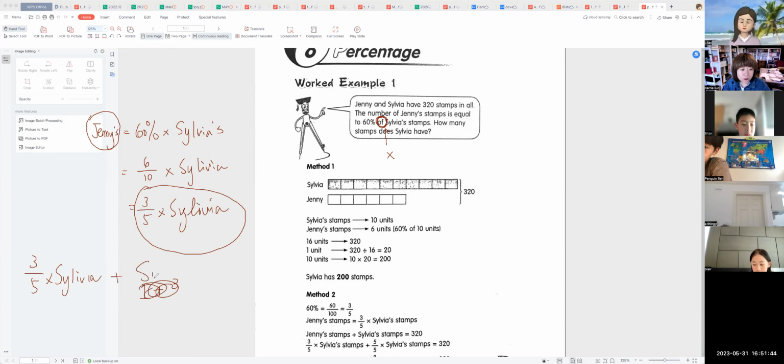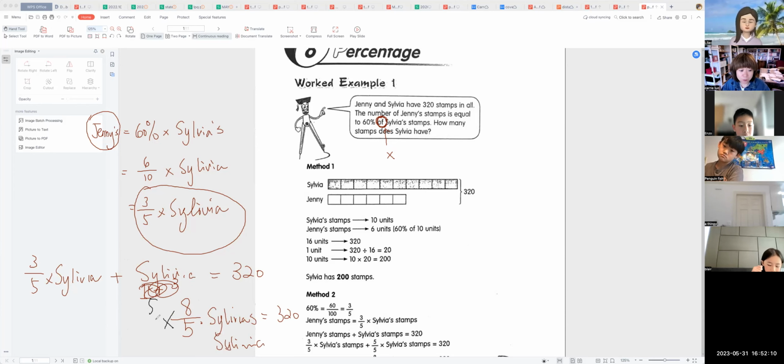And Sylvia's own, we just add them together, so equals 320. Correct? So we just calculated it equals 8/5 times Sylvia's equals 320. So Sylvia's equals what? This part I want to ask you, how do you solve 8/5 times Sylvia's equals 320? All we need to do is just times 5/8 on both the left side and right side. So Sylvia equals what? Equals 200.